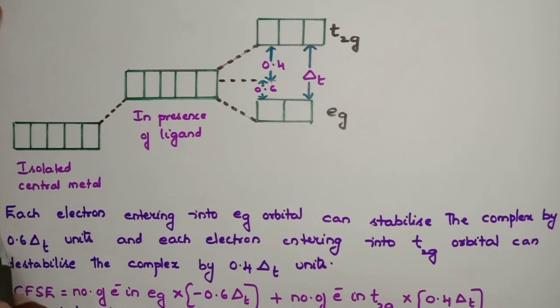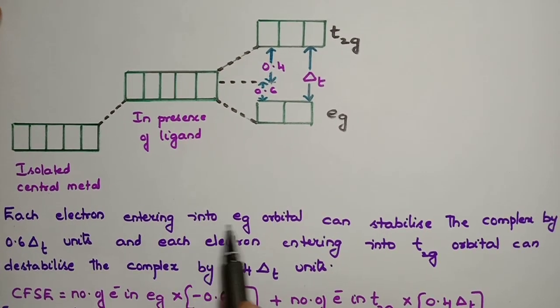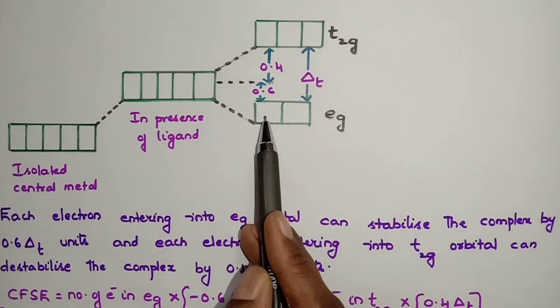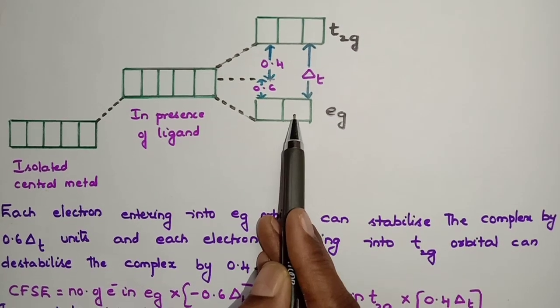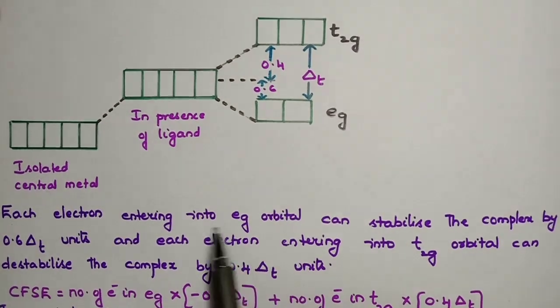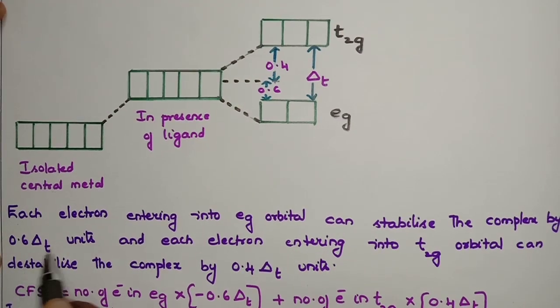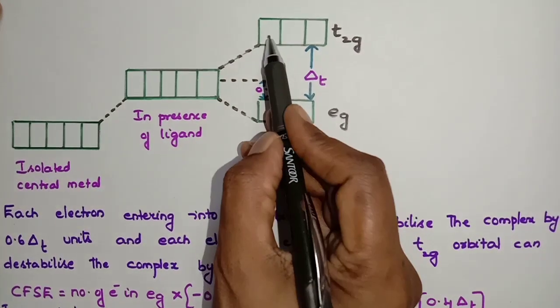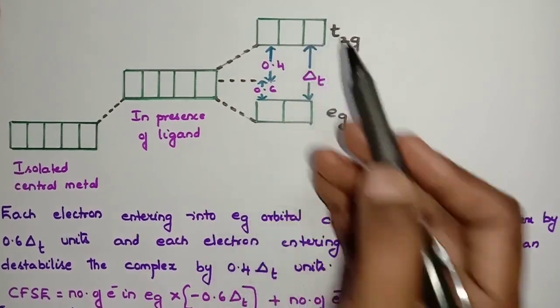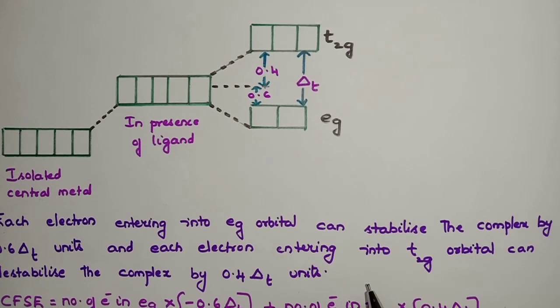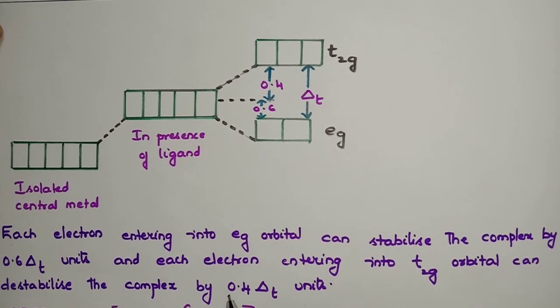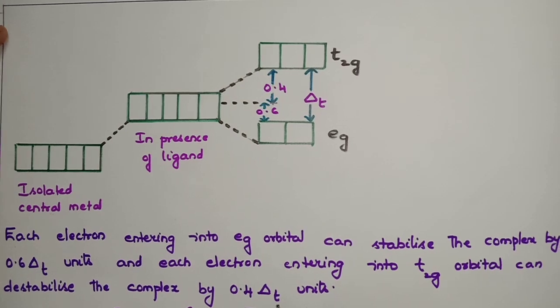Once again students, each electron entering into eg orbital, that means the electron coming here will stabilize the complex by 0.6 delta T units, and each electron entering into t2g orbital will destabilize the complex by 0.4 delta T units.